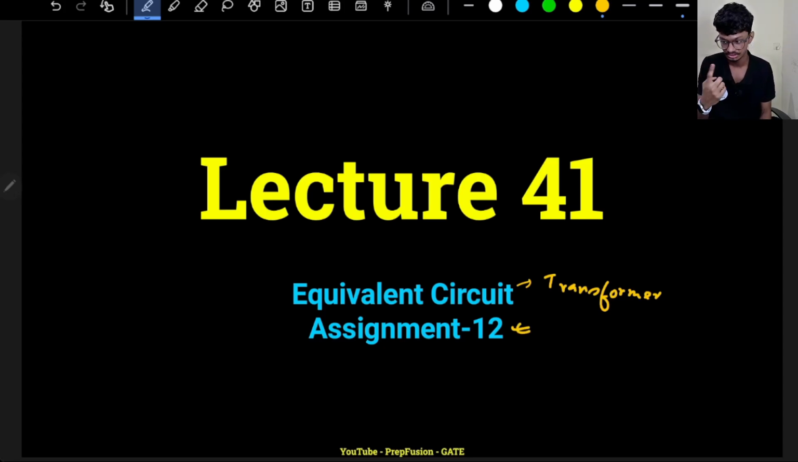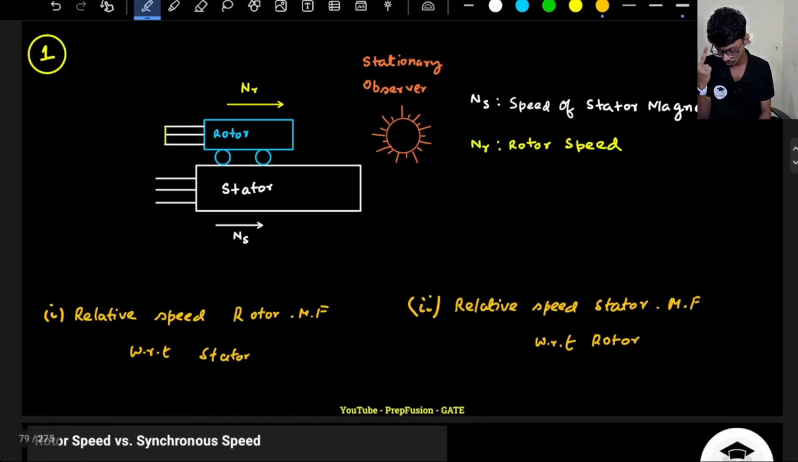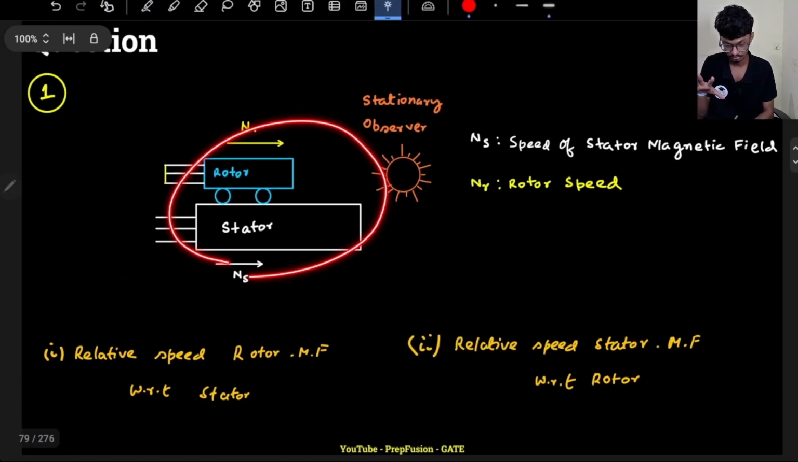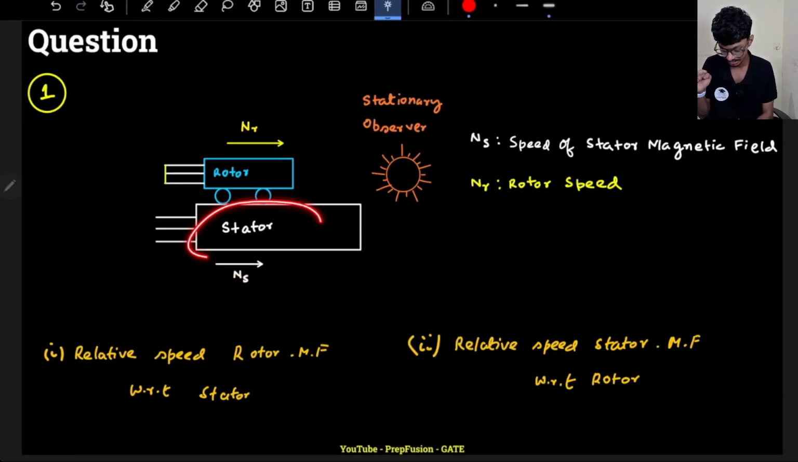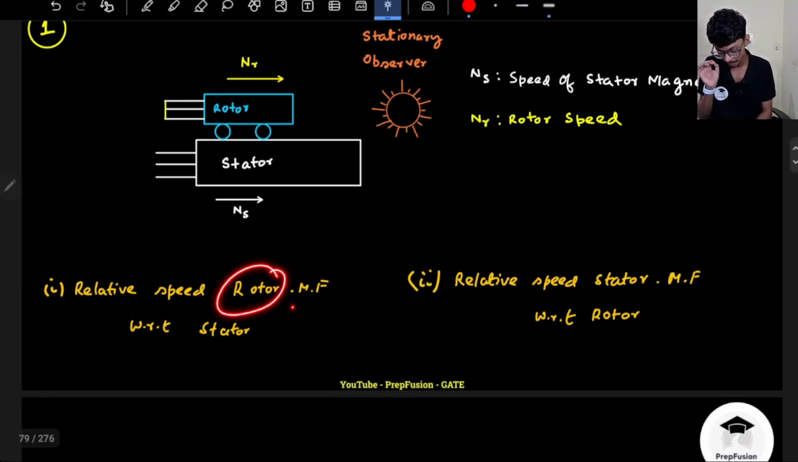We had asked a few questions in the previous lecture. Also, we will take a few questions in this lecture and we will understand the relative motion even better. In the previous lecture, I gave you two homeworks. If I have this arrangement here, I have a stator whose stator magnetic field speed is given as ns, and I have a rotor speed nr with respect to a stationary observer. What will be the relative speed of the rotor magnetic field with respect to the stator?